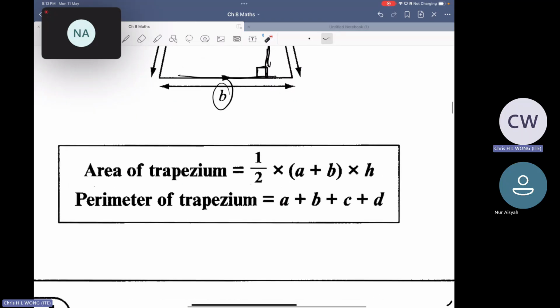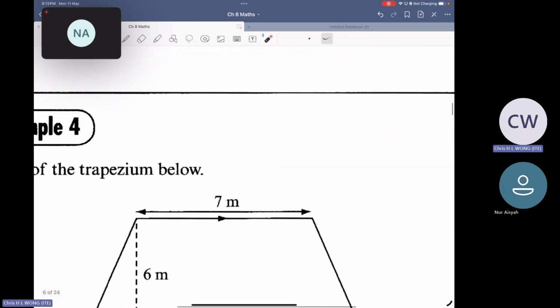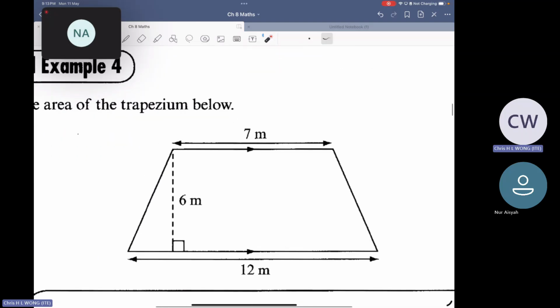Okay, this is the formula. Half times A plus B times h, right? Formula. The perimeter is A plus B plus C plus D. Okay, let's start. Can you do for me? Area of a trapezium. Can you find for me?